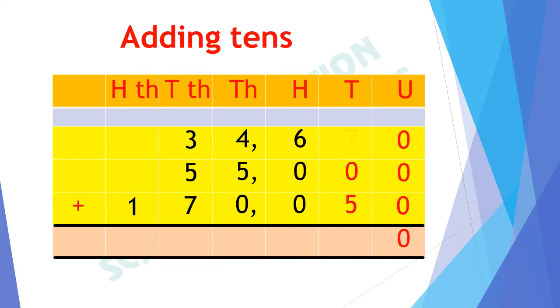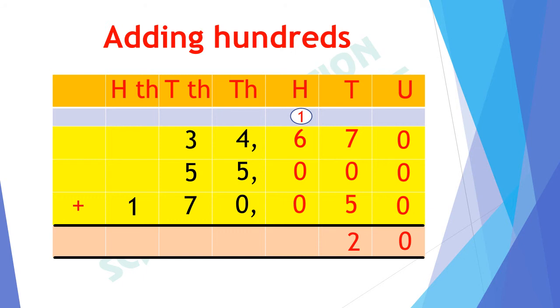In tens column there is 7, 0. In 7, if we add 0, we get 7. In 7, we will add 5 and we get 12. We write 2 in tens column and we will carry forward 1 to hundreds. In hundreds column there is 1, 6. In 1, if we add 6, we get 7. In 7, if we add 0, we get 7.